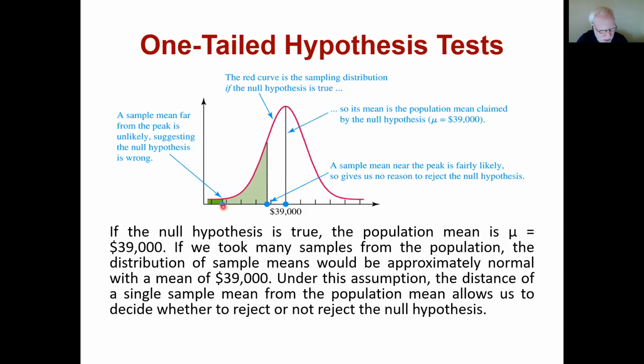Say though we get a sample out here, right? A sample mean far from the peak. It's unlikely, so it's suggesting the null hypothesis is wrong, right? It's not 100% certain that the null hypothesis is wrong, but it's very, very unlikely to get a sample mean this extreme. It's possible that you just got unlucky, but what seems more likely is that this is not the true population mean. Maybe the population mean's over here, and then getting that sample would be much more likely.